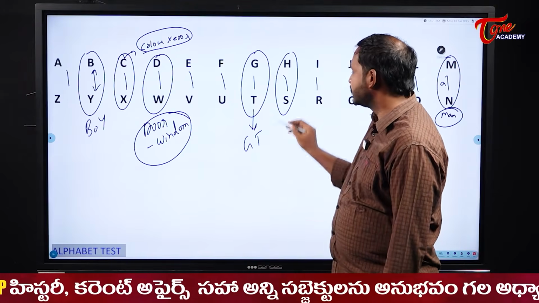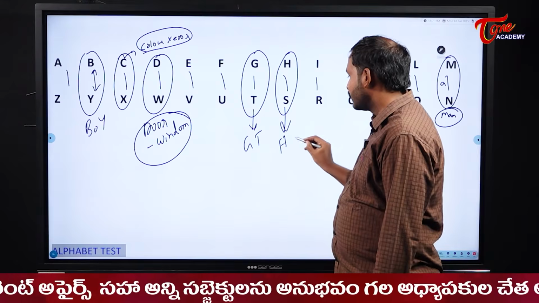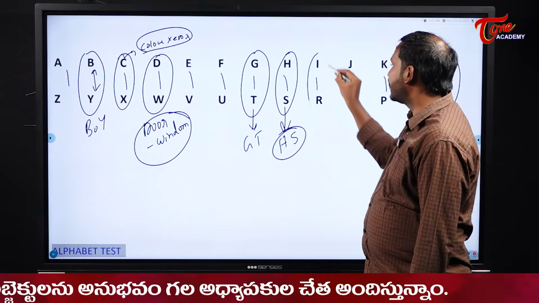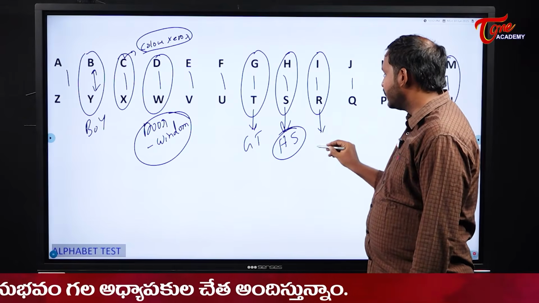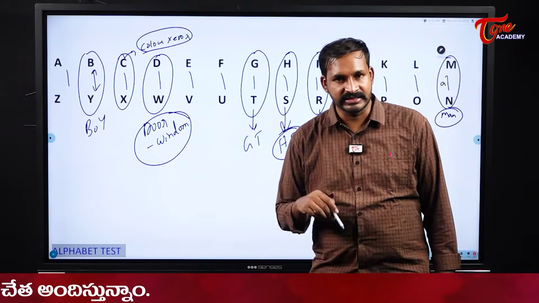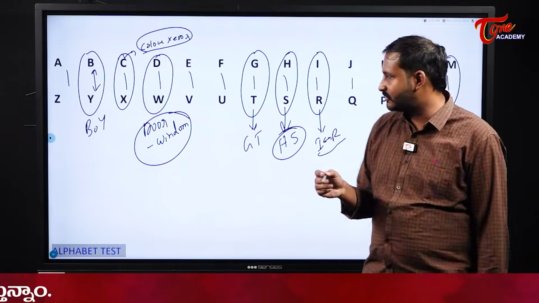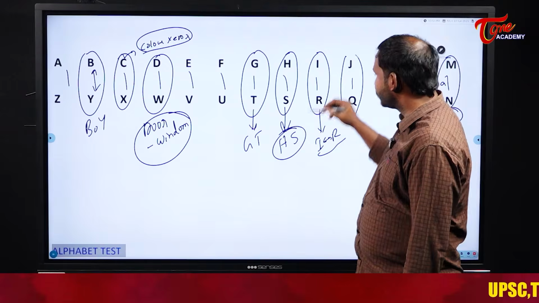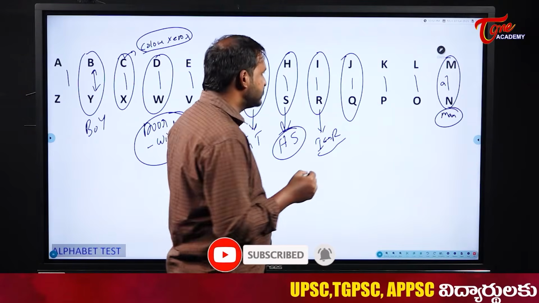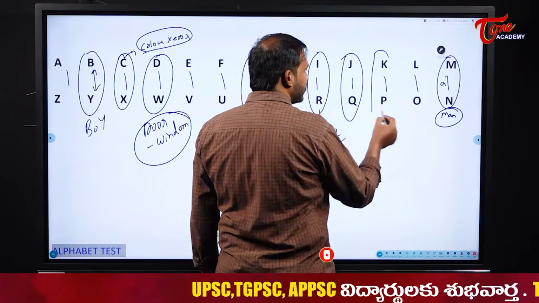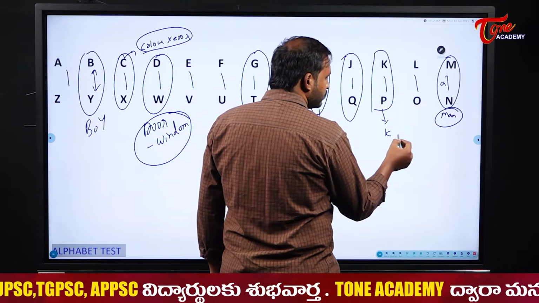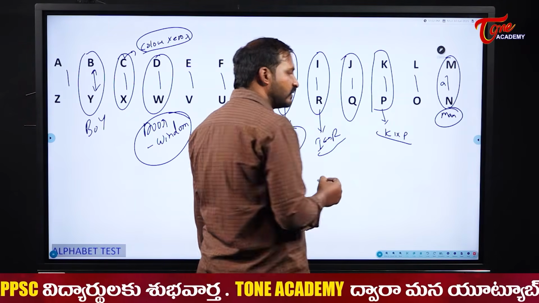Next, HS, Hyderabad, Secunderabad. H and S are opposite pairs to each other. And next, IR, international relations. I and R are opposite to each other. R is opposite to I and I is opposite to R. Now, Jack and Queen. In playing cards, we have Jack and Queen. Those two are opposite pairs to each other. Next, KP, Kings 11 Punjab, earlier an IPL team. So K and P are opposite.